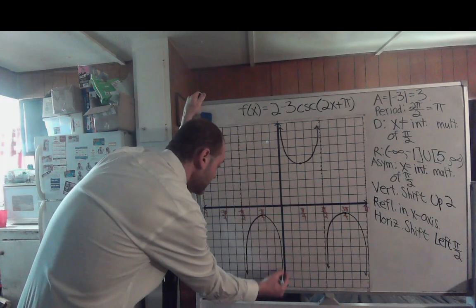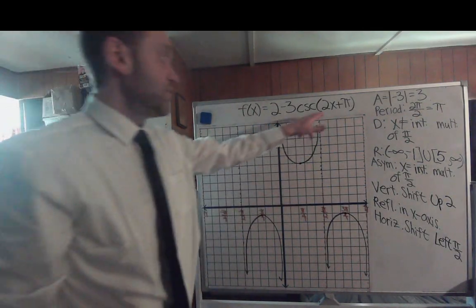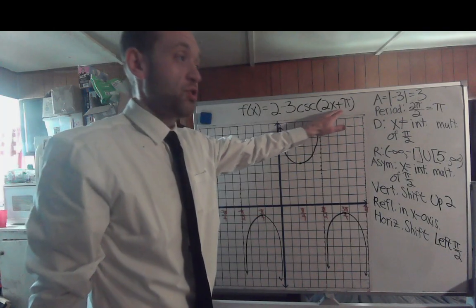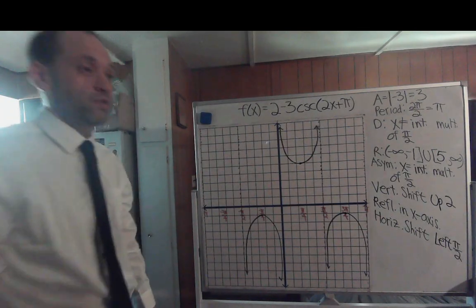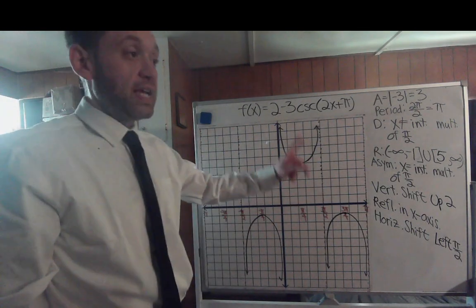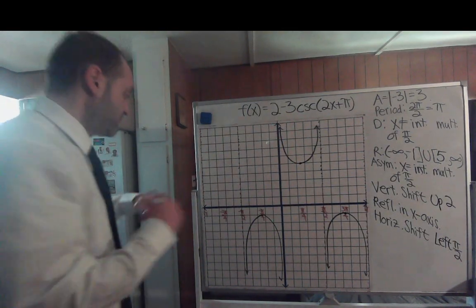Alright, and then last but not least, we have negative 3 pi over 4, which would end up giving you negative 3 pi over 2 plus pi. That would give you the cosecant of negative pi over 2, which is normally negative 1 times negative 3, that's positive 3, plus 2 is 5.